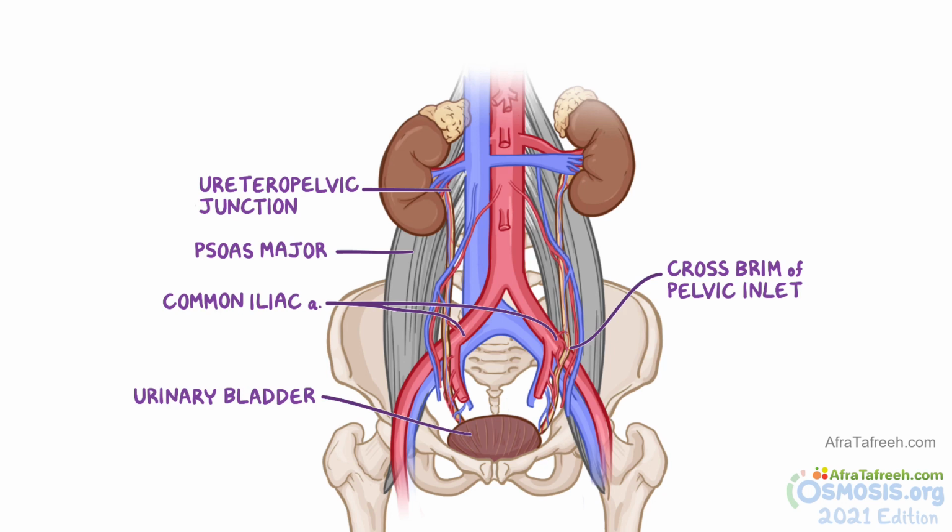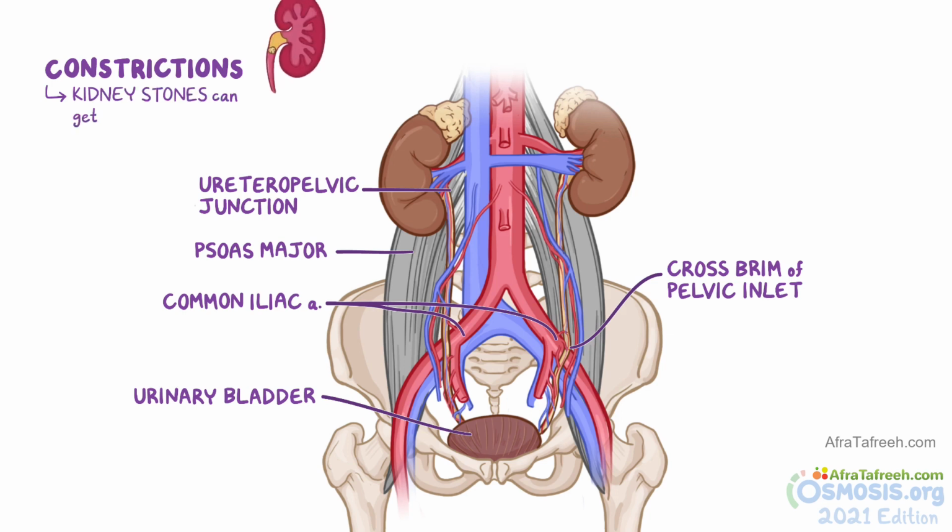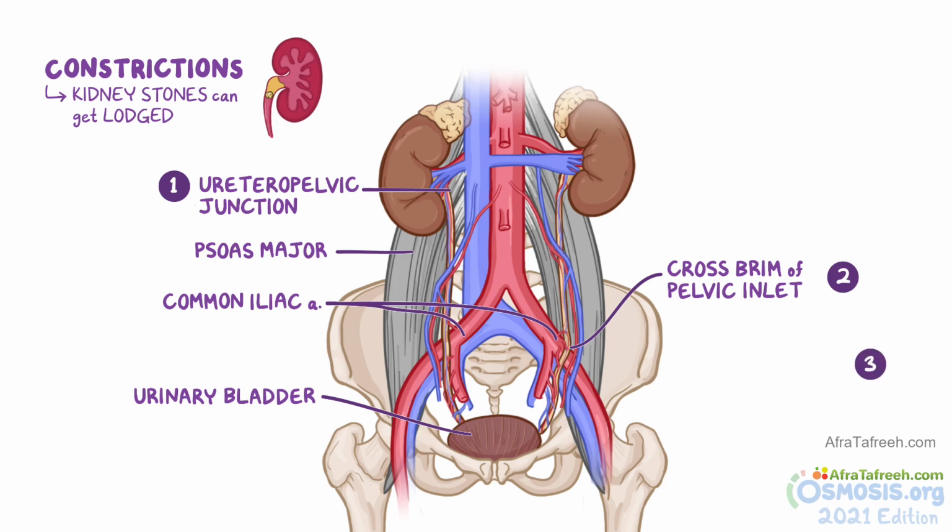Along the course of each ureter, there are 3 constriction points, which are common sites where kidney stones can get lodged and obstruct the urinary tract. The first constriction point is at the level of the uretero-pelvic junction. The second constriction point is where the ureters cross the brim of the pelvic inlet and dive sharply into the pelvis. Finally, the last constriction is called the vesico-ureteric junction, which is where the ureters enter the wall of the urinary bladder.